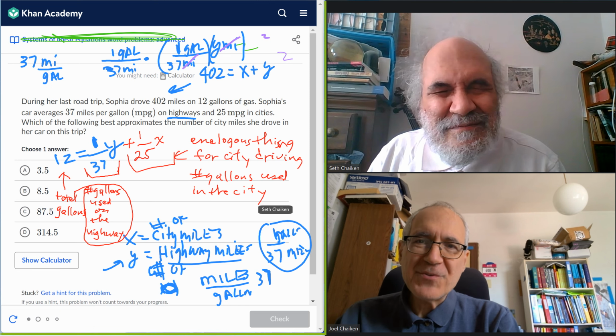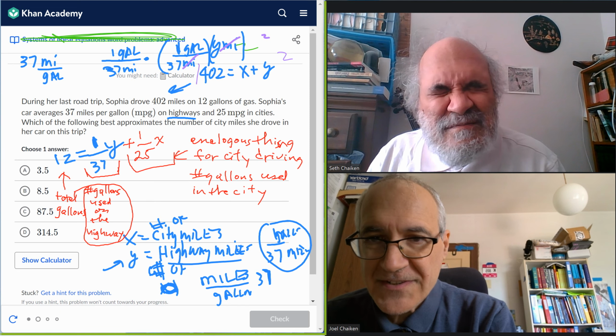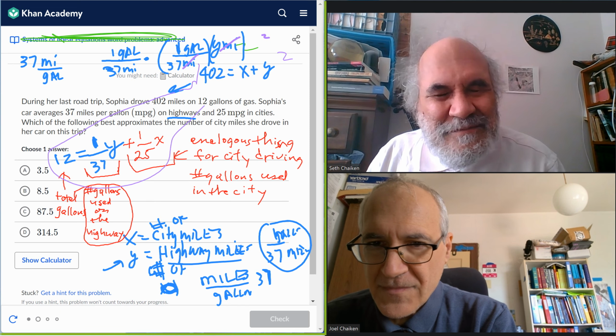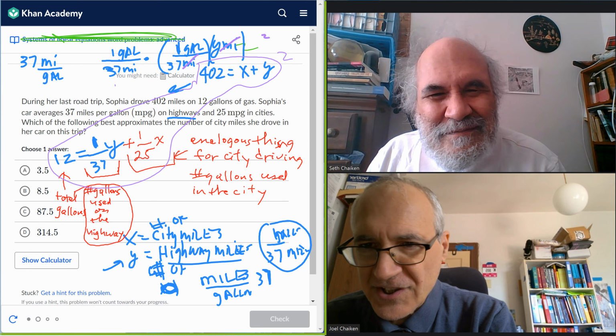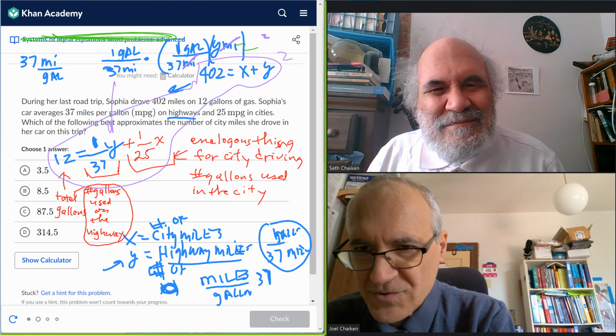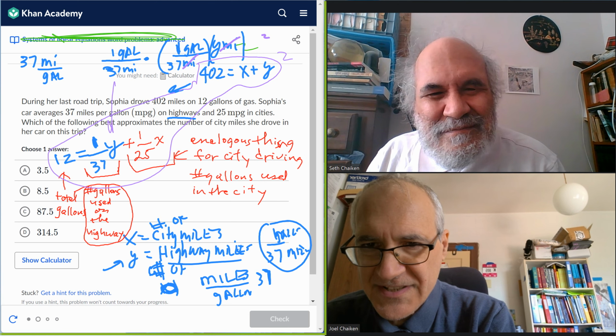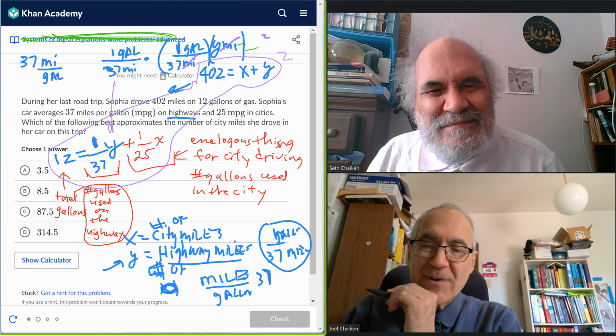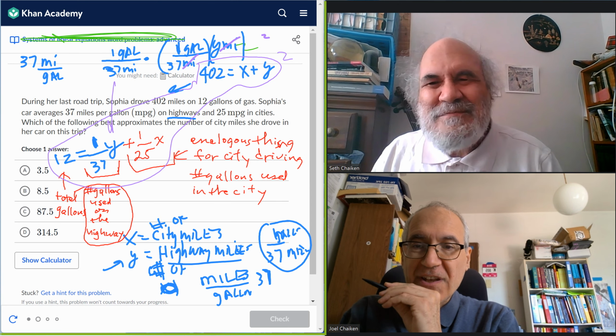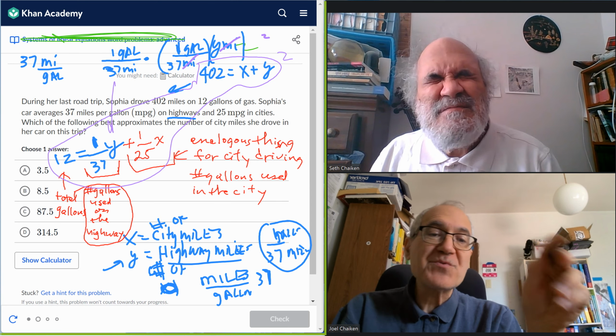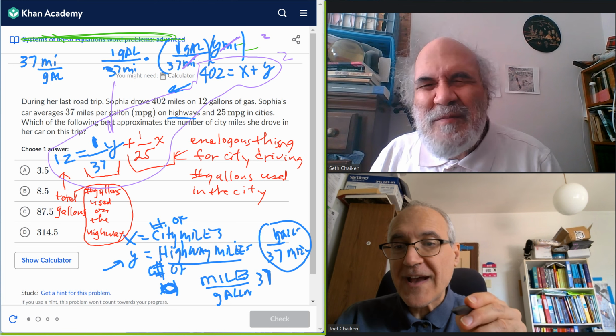Bottom line is we have two equations, two unknowns. We have to solve them. Notice this was a little hard. This one here, 12 equals y over 37 plus x over 25, was not that easy a question to write, because normally you do it the other way. You want to know how many.